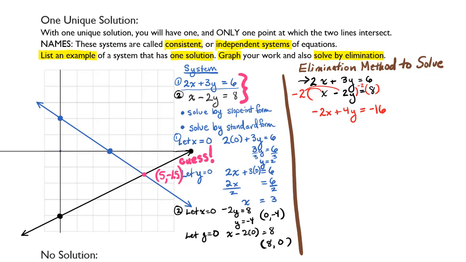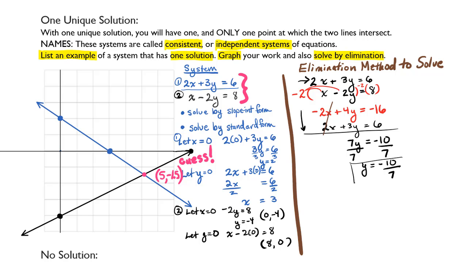I'm going to rewrite the 2x plus 3y equals 6 that we didn't change anything on. And now I'm going to combine these two equations together. Notice that conveniently, the first term with the x's add to 0. 2x plus negative 2x equals 0. And I'm left with just 4y plus 3y gives me 7y. And on the right side, negative 16 plus 6 gives me negative 10. If I divide by 7 on both sides, y is equal to negative 10/7.